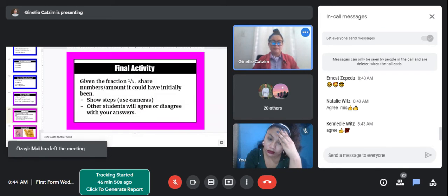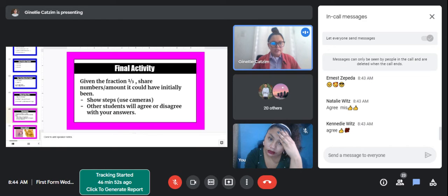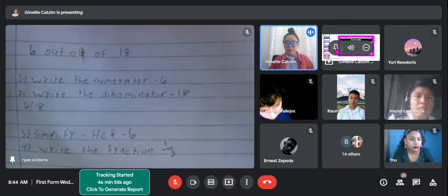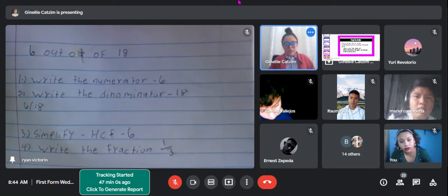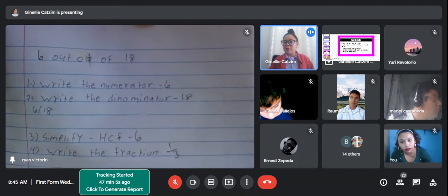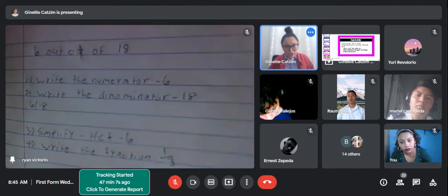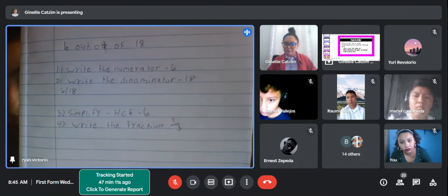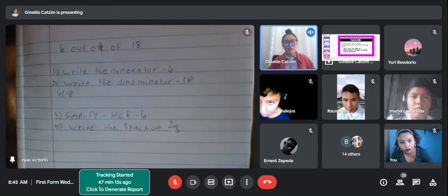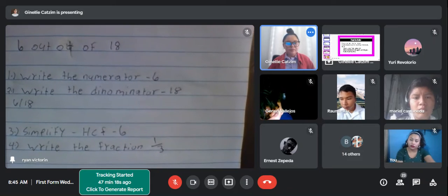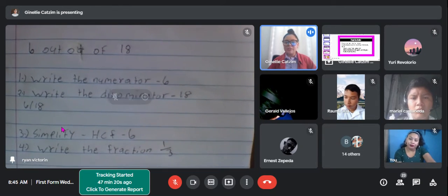Okay. He has 6 out of 18. He writes the numerator, which is 6, writes the denominator, which is 18, and simplifies using the HCF, which is 6. So he writes the fraction 1/3. Do you agree or disagree? It's not 8, Miss, it's 6. Yes, if I said 8, I'm sorry, but it's 6. Do you agree or do you disagree with Ryan?